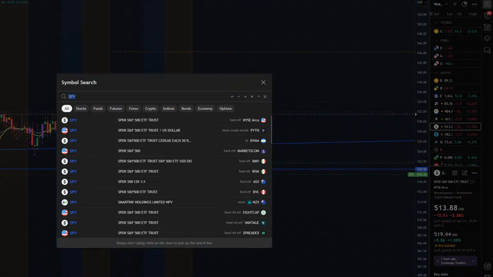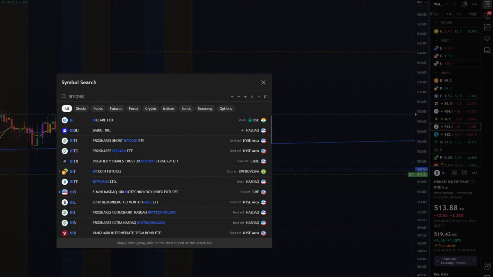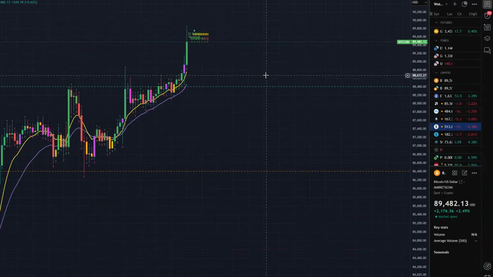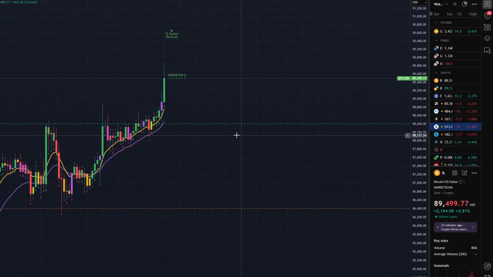Now we're gonna take a look at one play I've been liking a lot. I don't know if you guys have been seeing this, but Bitcoin has actually been holding up pretty well during all of this, honestly. So you're almost at 89,500.